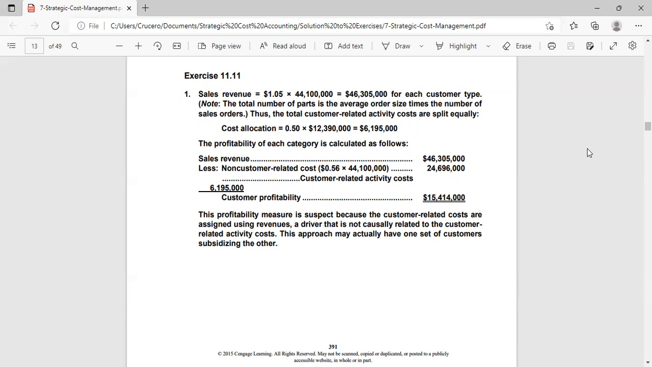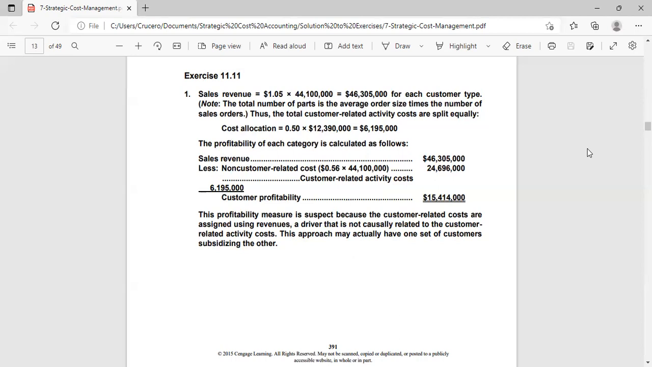And here we have the customer-related activity costs are split equally, so equally to both types of customers. So given is 12,390,000 split equally. So we have 6,195,000. The profitability of each category is as follows.